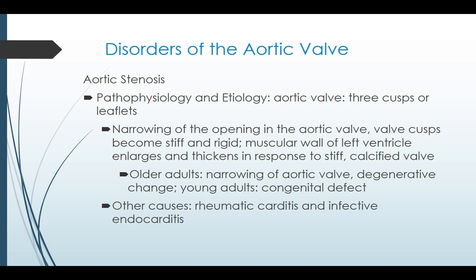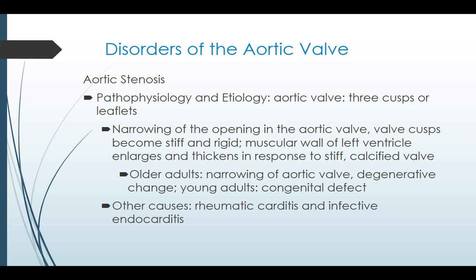Aortic stenosis. Now, aortic stenosis is a disease of the aortic valve. 3 cusps or leaflets, narrowing of the opening of the aortic valve, cusps become stiff and rigid. Muscular wall or left ventricle enlarges and thickens in response to the stiff calcified valves. Older adults usually are the ones that we see this in.